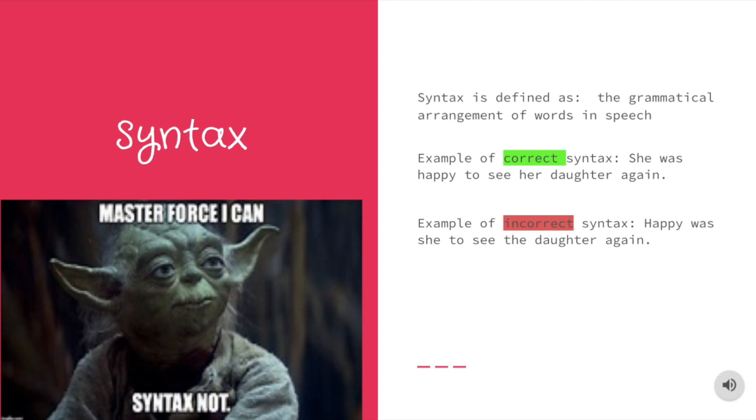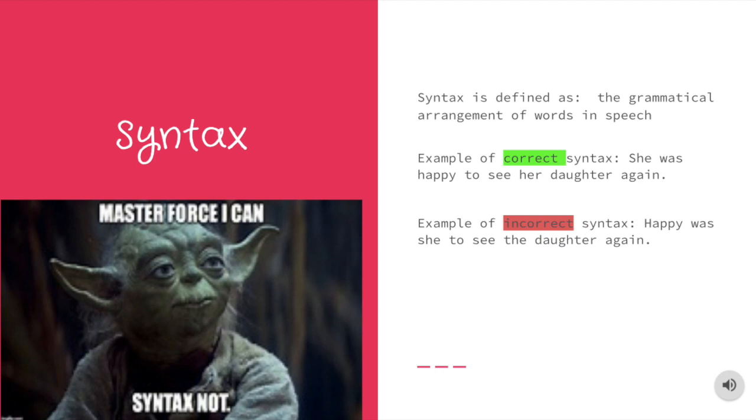Yoda uses incorrect syntax all the time. He says what he means with correct vocabulary, only it's backwards or out of order. If the correct syntax is being used, it would involve the right choice of words and the proper arrangement of those words. An example of correct syntax would be the sentence that we see on the slide.